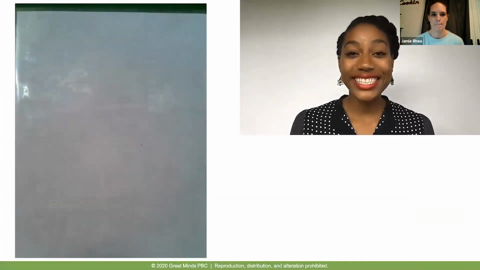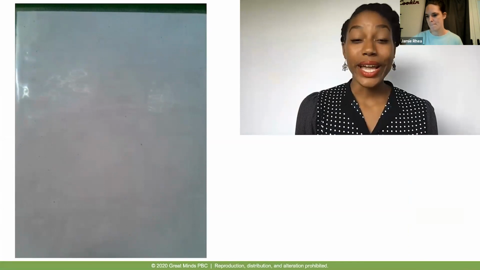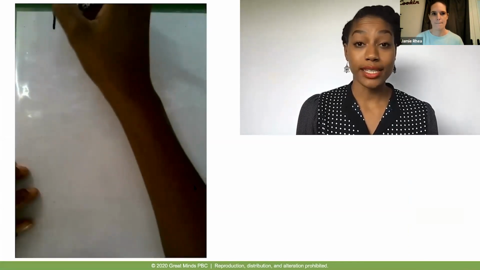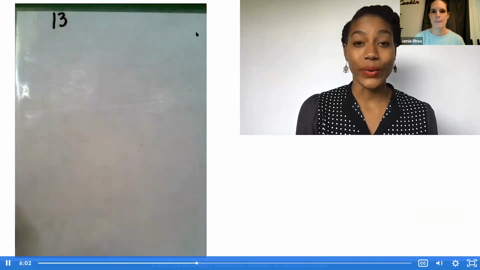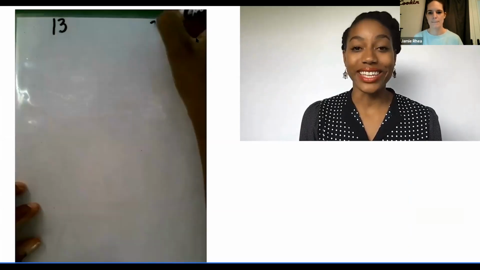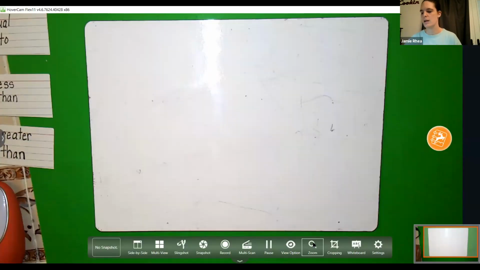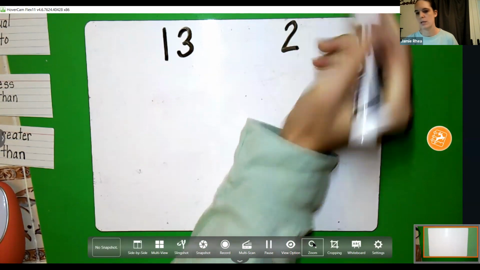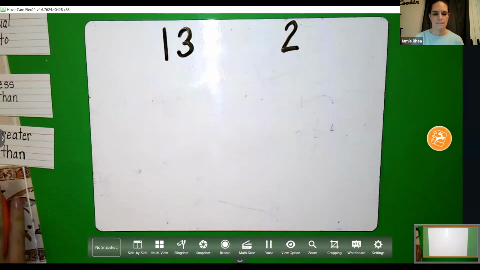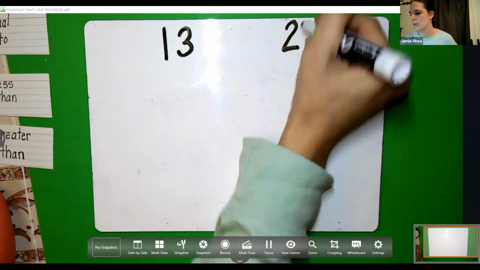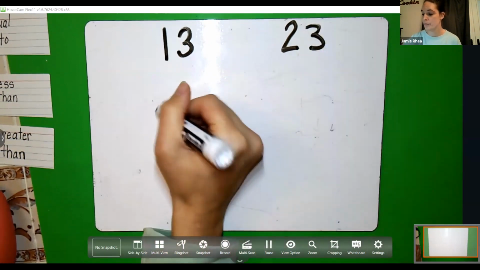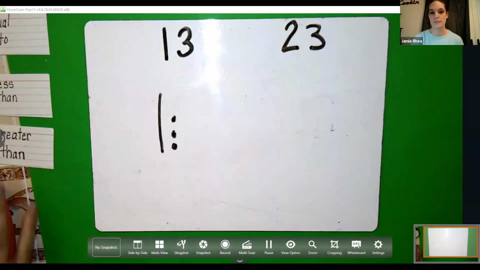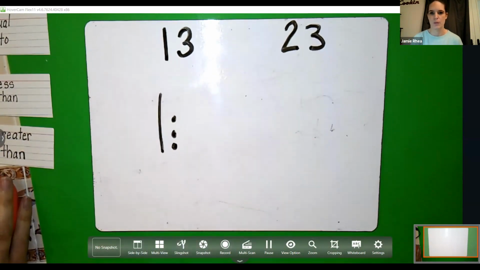We have our cards and now we're ready to go. Go ahead and pick up your marker and on your whiteboard, write 13 on one side and 23 on the other, just like this. Okay, so we're gonna write 13. Now, I want you to model 13 with your cubes or draw it with your quick tens. If you don't have cubes, go ahead and draw quick tens to represent 13.